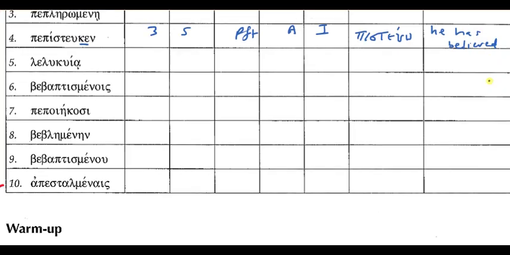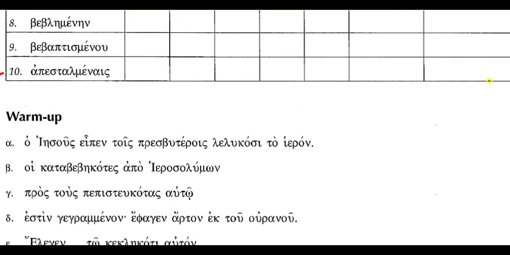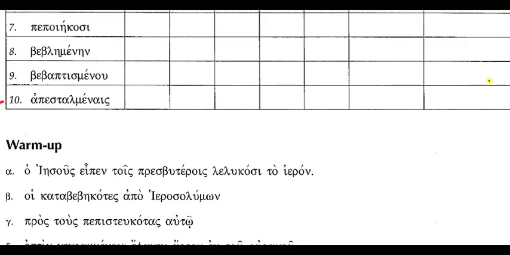Sure, let's look at 8. Now, we have beblemenane. Say that with me. Beblemenane. Is there anything about this form that might help you know what tense stem you're looking at? We do have some reduplication, it looks like, right? The beta seems to have been reduplicated. Remember, in the perfect, what's always going to be the vowel that separates the reduplicated consonant and the first consonant? We're looking at epsilon. Okay?